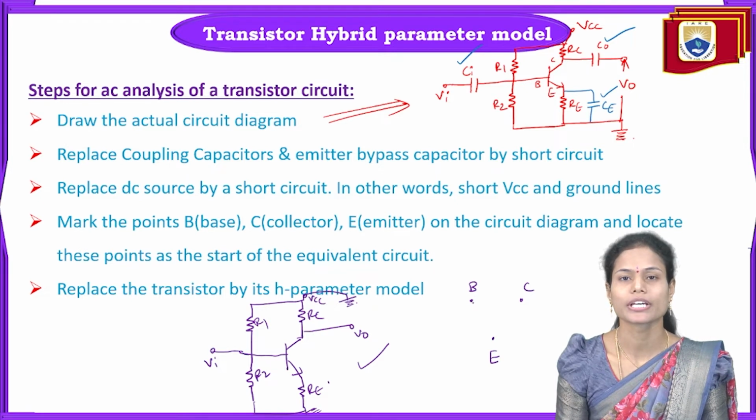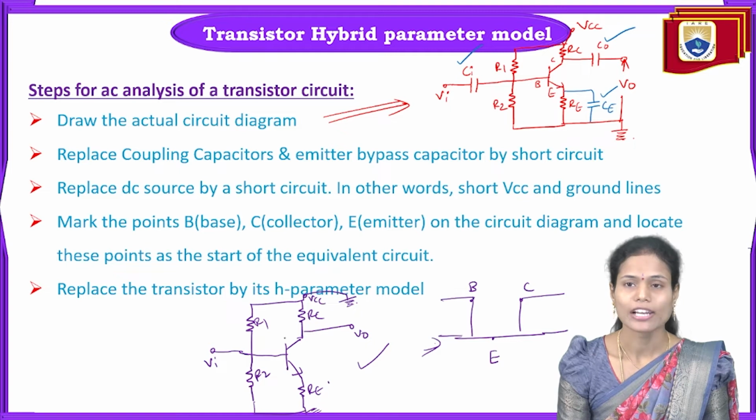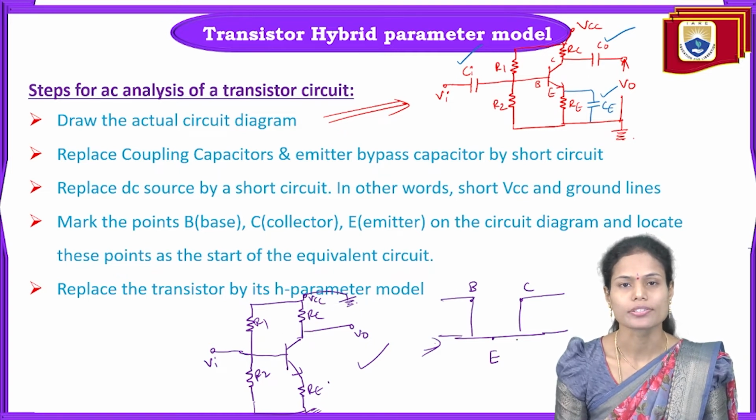Okay, base is the input terminal, collector is the output terminal, and emitter acts like a common terminal between the base and collector here. So here we are taking the circuit in this way, and we have to indicate whatever elements are connected to all these terminals, so that it becomes the H parameter equivalent circuit or else the AC equivalent circuit.